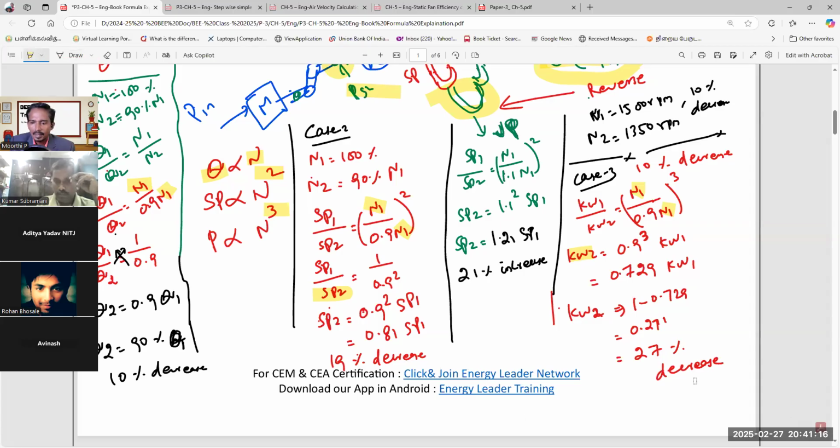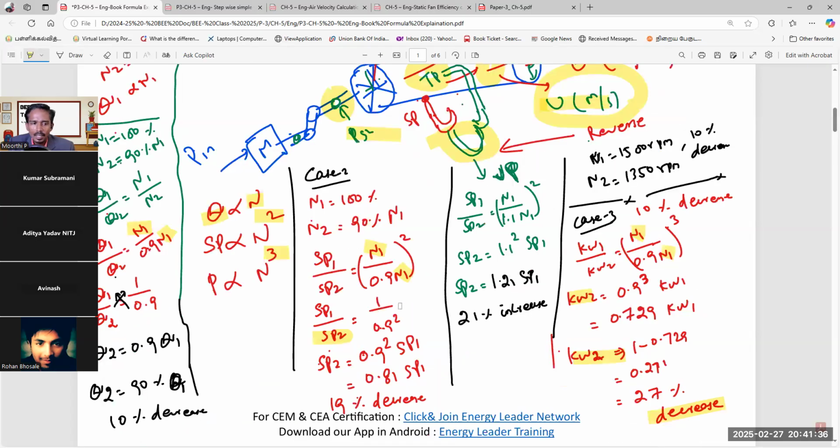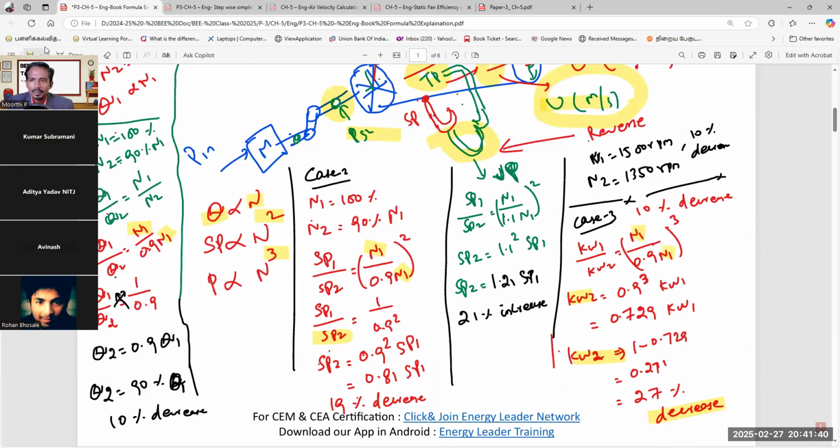Clear? Any idea? Same, you have to do the other one. If there is a 10% increase, what will happen? These are two formulas. I have done the 10% decrease. You have to calculate the 10% increase. So 33%. You have to do the calculation for the assignment. This calculation is finished, na? Do you understand this calculation? Is it understood? Yes, sir. Okay.